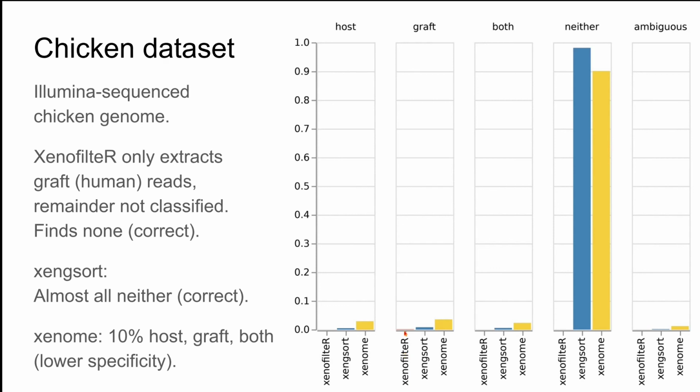So it is absolutely correct that we see an empty bar here for graft. Our tool Xengsort thinks there are very few human reads. It does classify most of the reads as neither, which is correct. Xenome distributes around 10% across wrong categories and only classifies around 90% as neither.